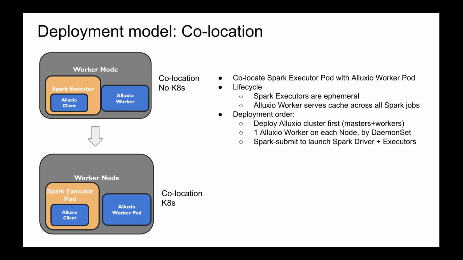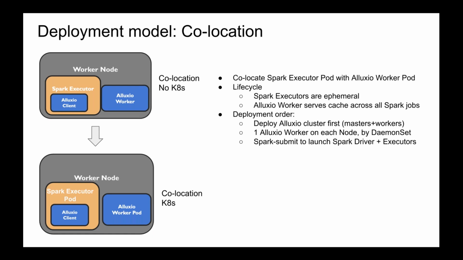Back to the life cycle, I hope you remember that Spark executors are ephemeral in the Kubernetes environment because they are created and terminated by the Spark driver, and their life cycle depends on the application. However, Alluxio workers are different. Alluxio workers can serve cache across all the Spark jobs, and therefore we recommend making the Alluxio worker a long-running process, so it's able to serve many Spark jobs that run on this worker node, and even serve cache to different applications running on the same node as well.